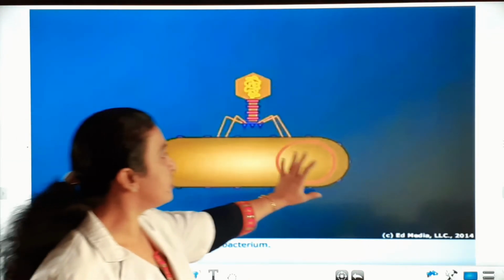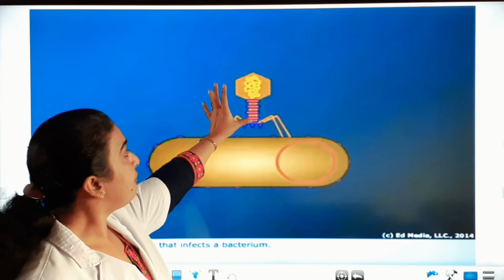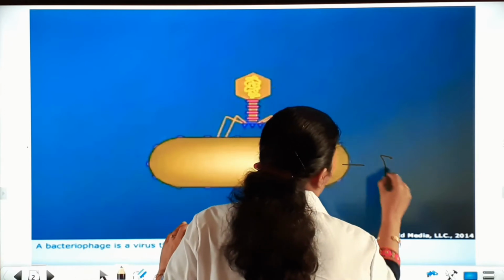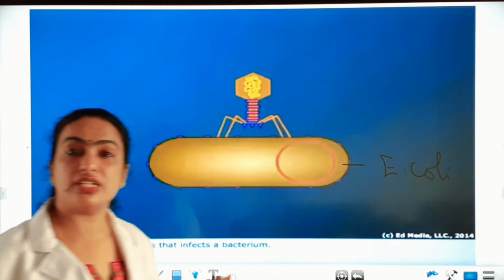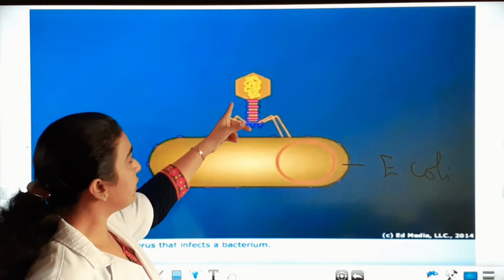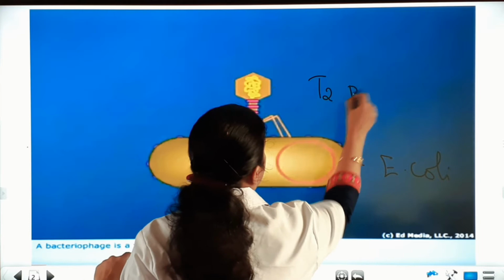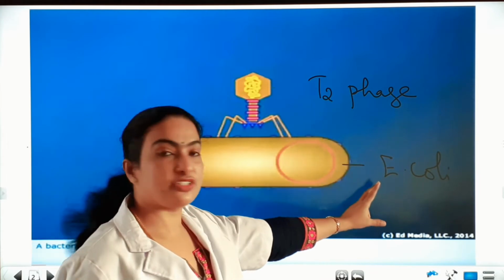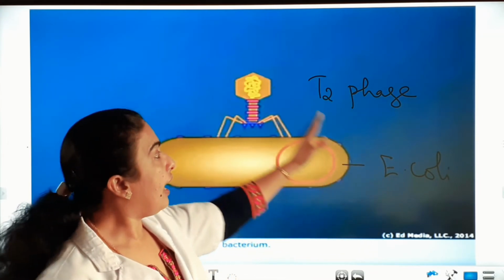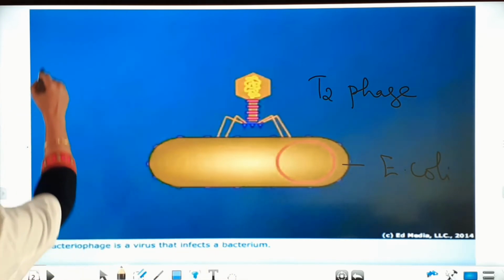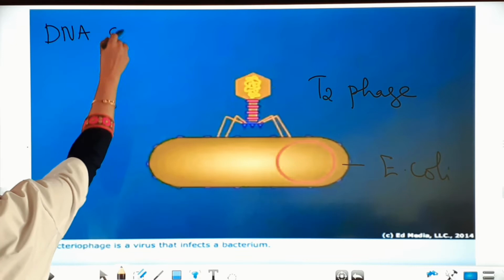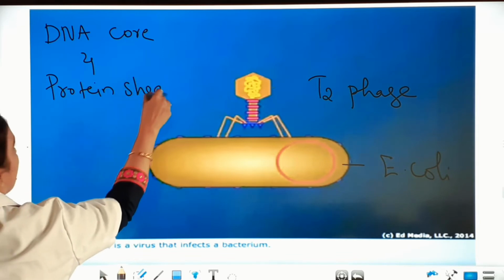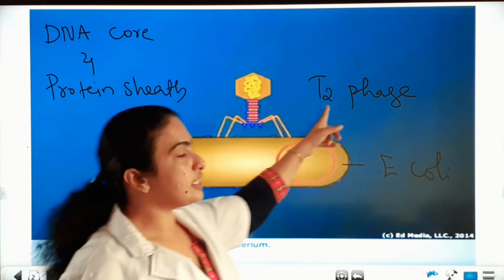So here, this is a bacteria which is attacked by a phage or a virus. So this is E. coli bacteria, Escherichia coli bacteria, and it is attacked by T2 phage. So T2 phage is a kind of bacteriophage that commonly attacks Escherichia coli or E. coli. And the T2 phage has two structural components. They are the DNA core and the protein sheath. These are the two structural components of this T2 phage.